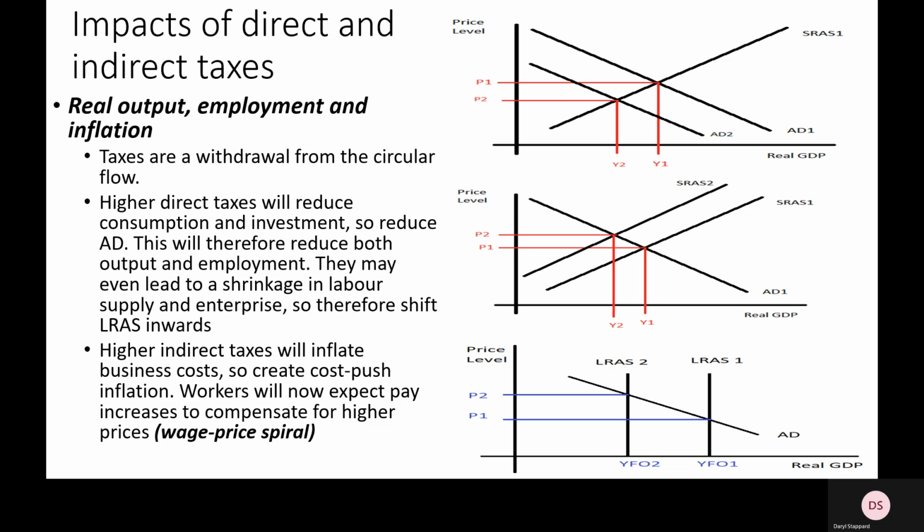One final thing that's worth noting here as well is that if taxes become too high, they can create a wage price spiral. Think about what we mean by this. If you were to raise, let's say, indirect taxes, that means that the cost of living will start to increase.